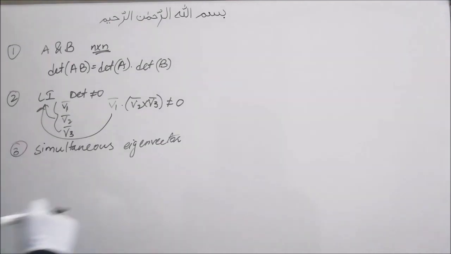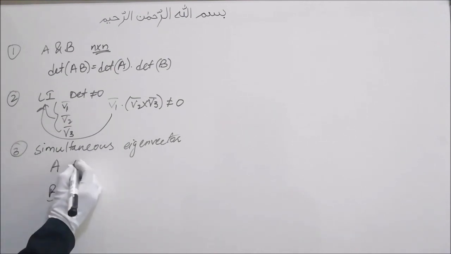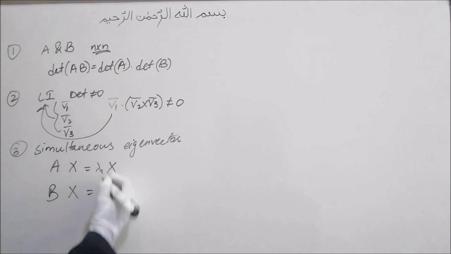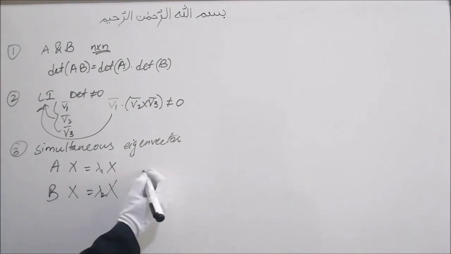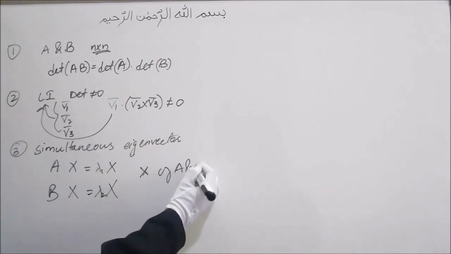Third point, what does it mean when you say simultaneous eigenvector of two matrices? If two matrices have the same eigenvector but different eigenvalues, then that eigenvector is called the simultaneous eigenvector of the two matrices. So let's say we have two matrices A and B, and these two matrices have the same eigenvector, let's call it X, but different eigenvalues, lambda 1 and lambda 2. Then this X is called the simultaneous eigenvector of A and B.